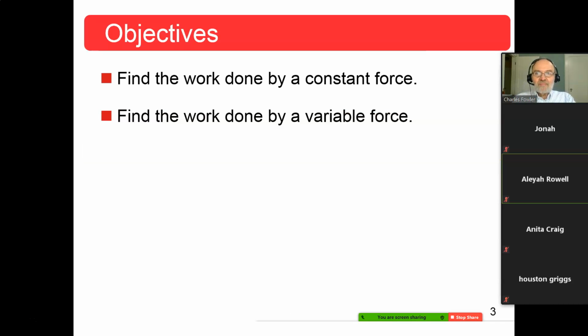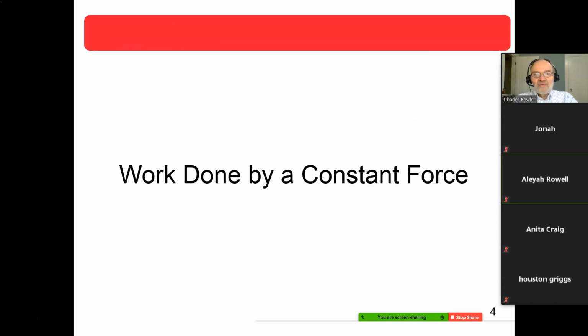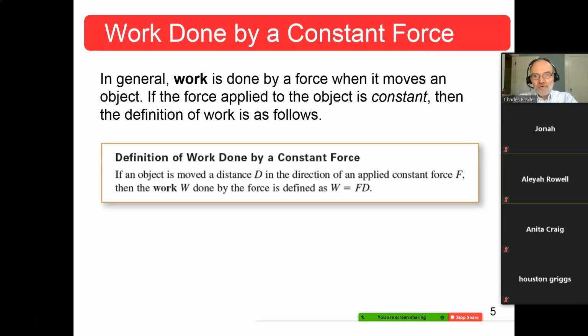Okay, objectives here are find the work done by a constant force. That's a piece of cake. You've probably already done that in physics sometime in your life. It's really easy. Finding work done by a variable force, that requires calculus. Okay, so let's start with the easy part, work done by a constant force.